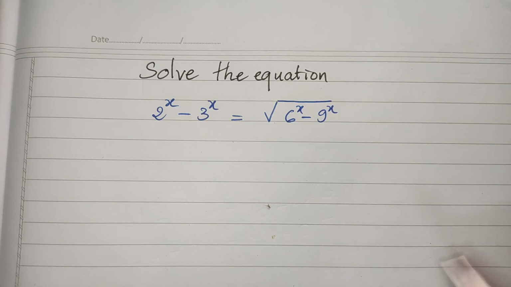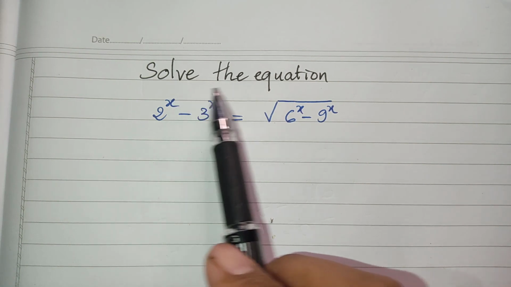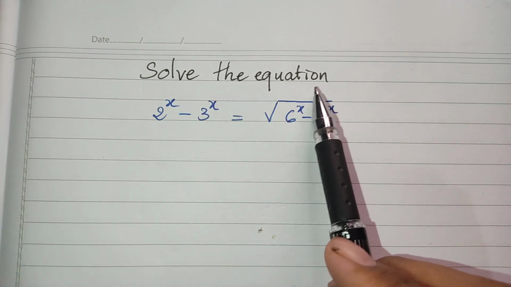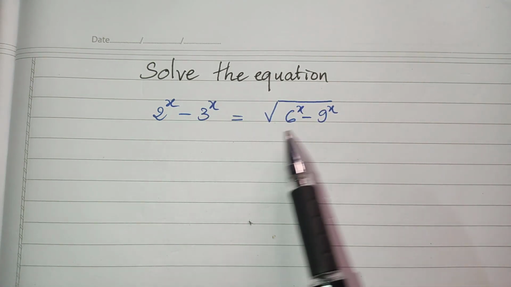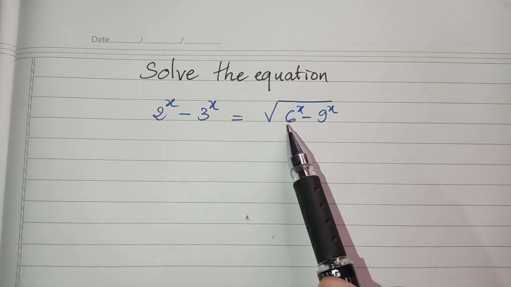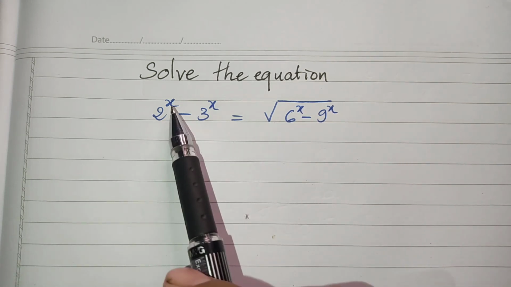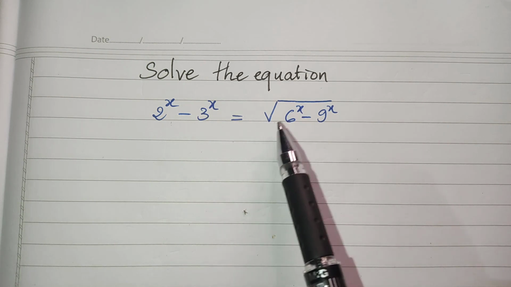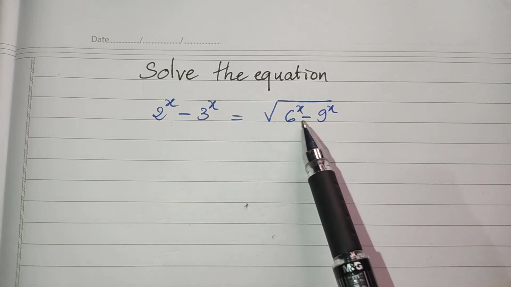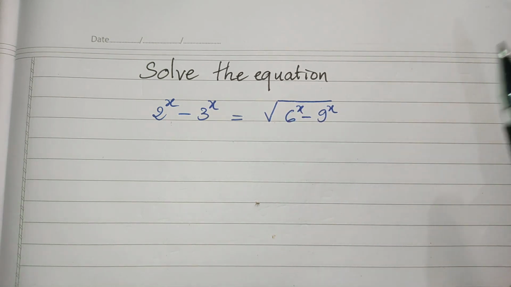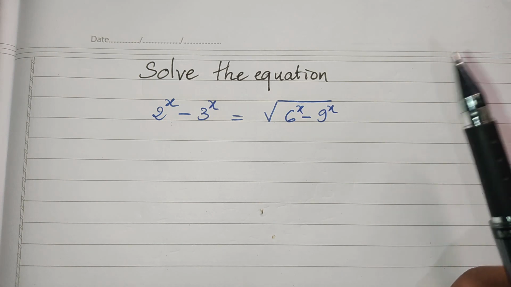Today I have one exercise. Solve this equation. The double equation is an exponential equation in the radical. So now, 2^x minus 3^x equals the square root of 6^x minus 9^x. Do you know how to solve this? If you know, please do it.